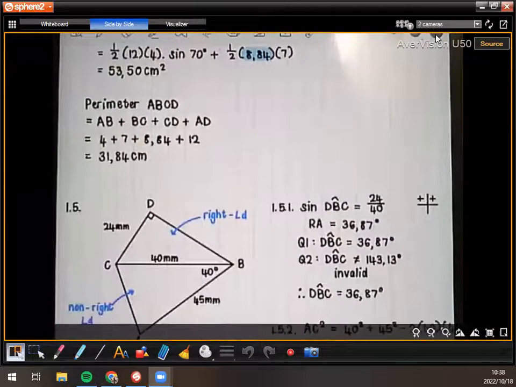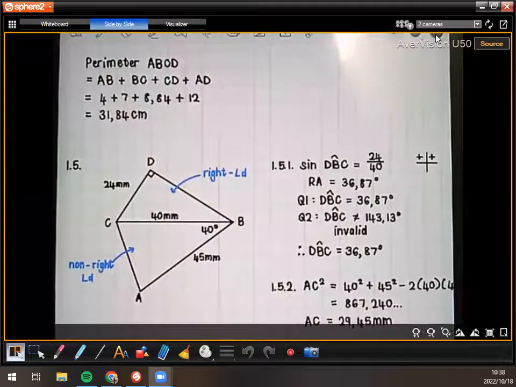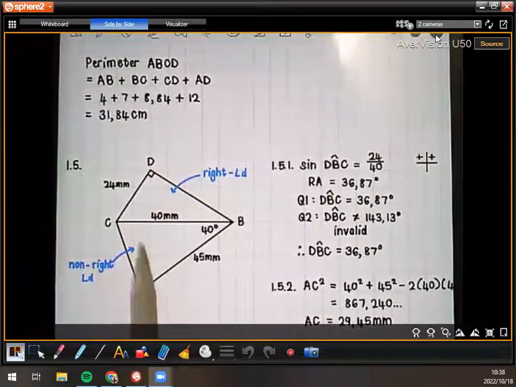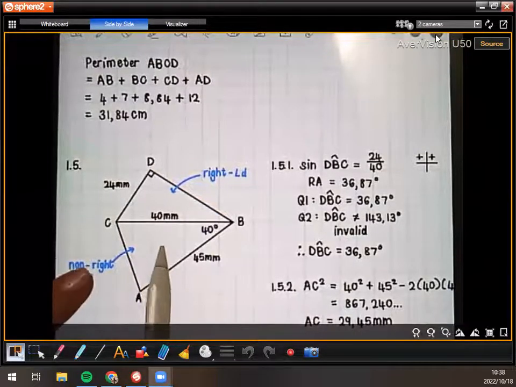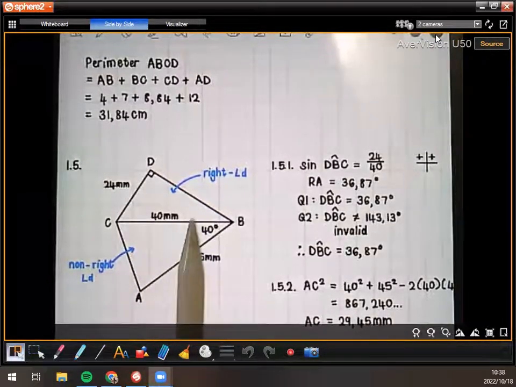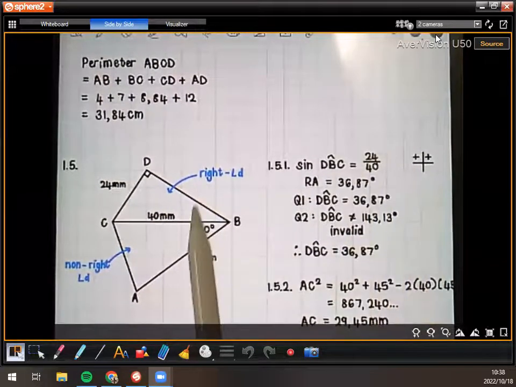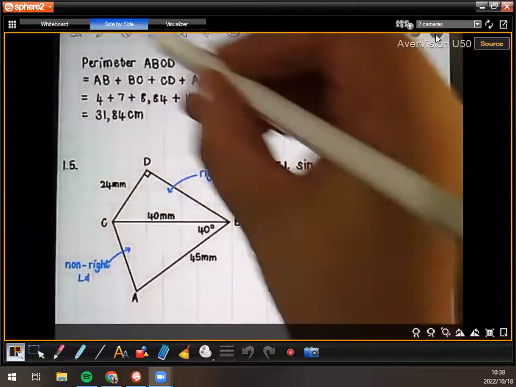Okay, for 1.5, you now had to recognize which triangle is right angled. Remember, we can use Pythagoras, sine, cos, tan in this one. This one is non-right angle, so we can use sine rule, cos rule, and if we have to find an area of this one, we're going to have to use the area rule. Now for 1.5.1, they're asking for angle DBC, which is this angle over here.